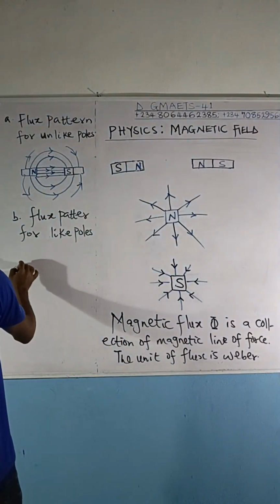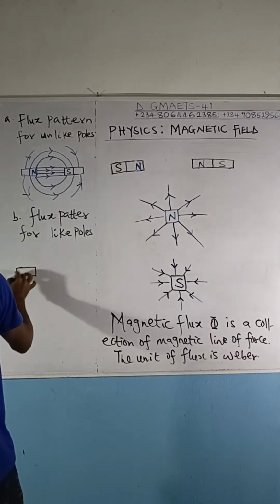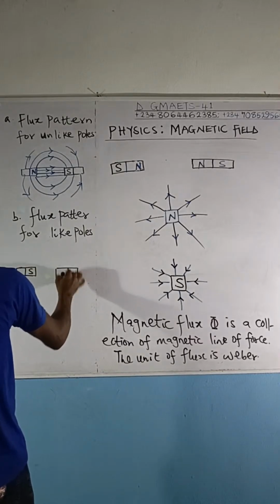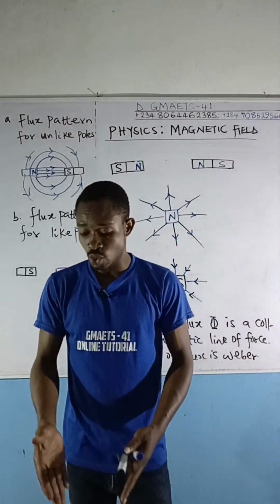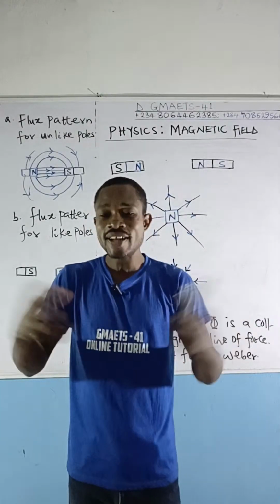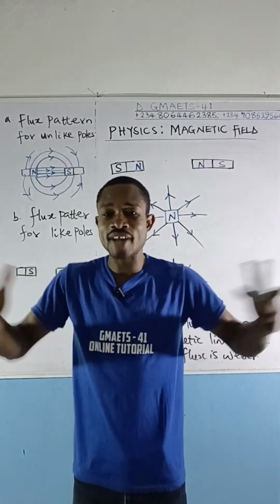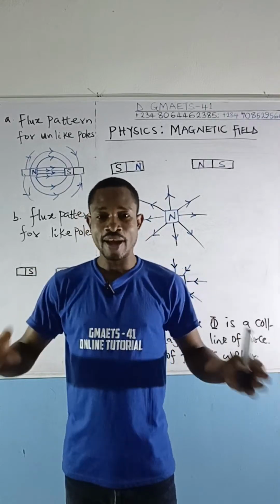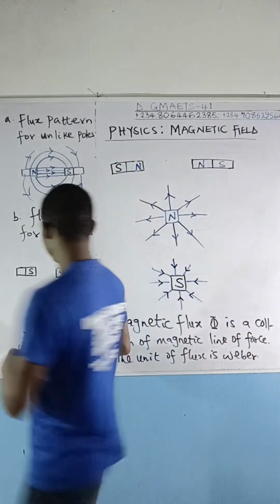Let us look at this. This time around, I want to use south-south. So I have something like this. South. This one too, south. When I demonstrated this with my bar magnet, you notice that when I had like poles come together, they could not attract. Rather, I was feeling this repulsion, something trying to pull my hands apart.